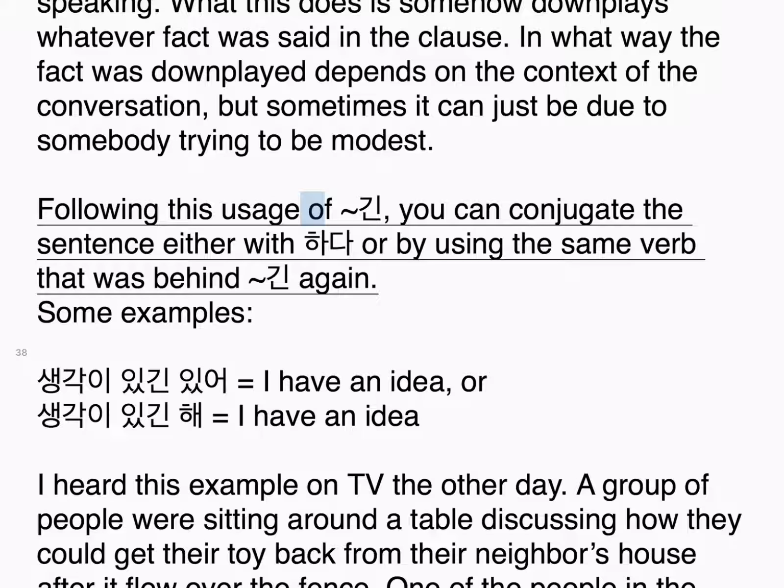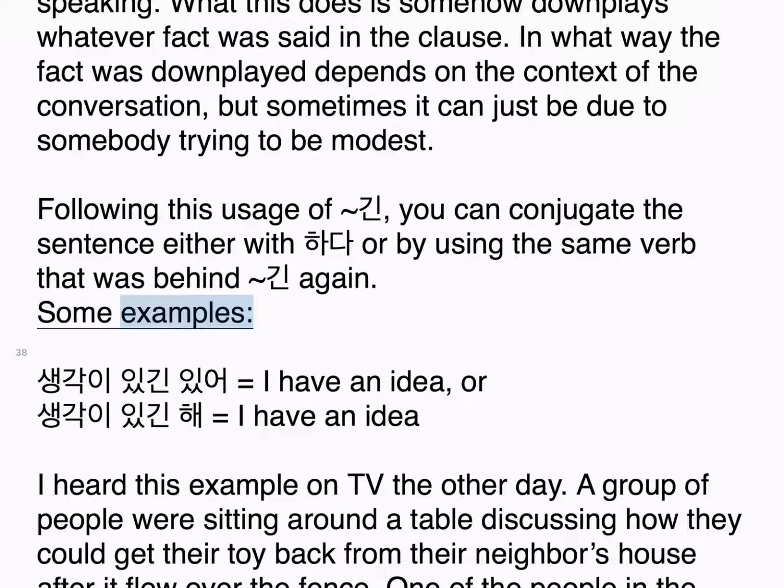Following this usage of 긴, you can conjugate the sentence either with 하다 or by using the same verb that was before 긴. Again, some examples. 생각이 있긴 있어. I have an idea. Or 생각이 있긴 해. I have an idea.